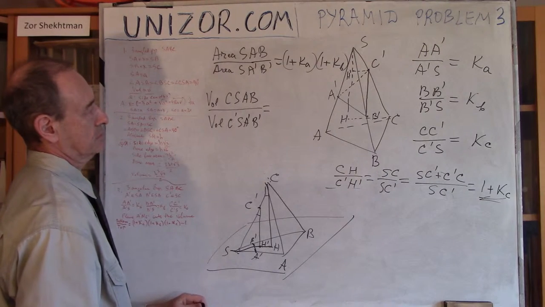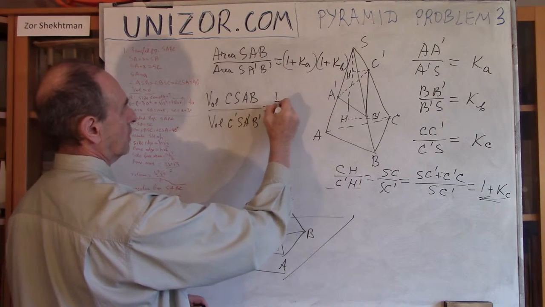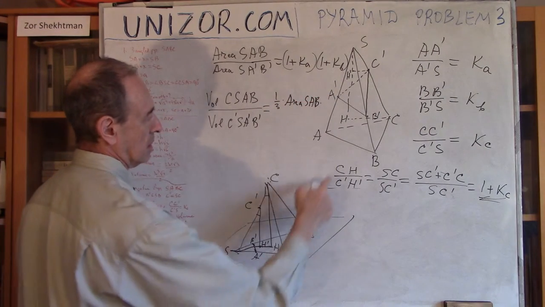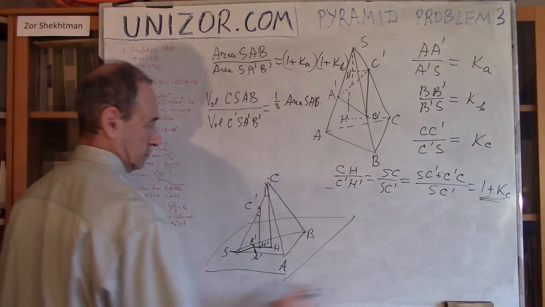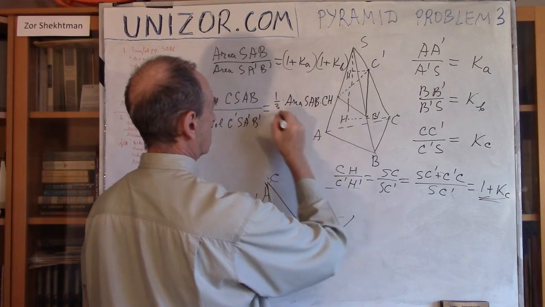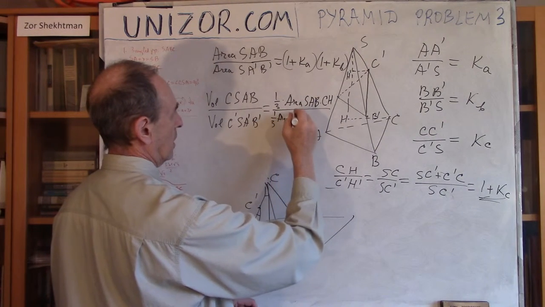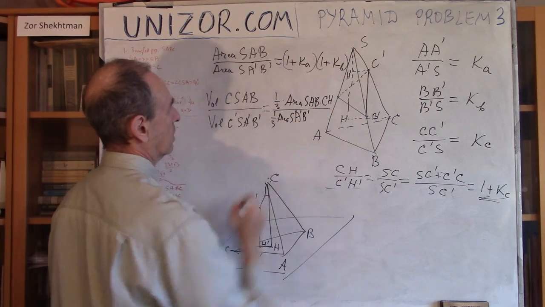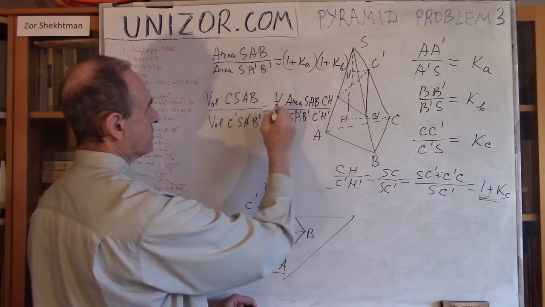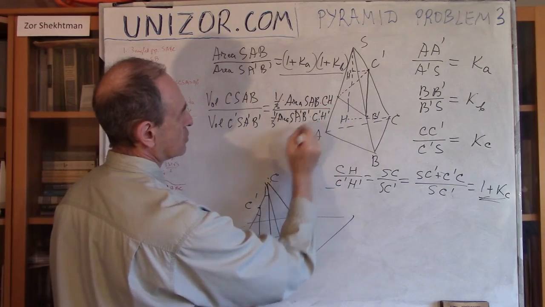What is it? Well, this is 1/3 times this area, so 1/3 times area of SAB times CH, divided by 1/3 area of SA prime B prime, right? This one times C prime H prime. Now 1/3 is reduced. This ratio is this, and this ratio SH to S prime H prime is this.